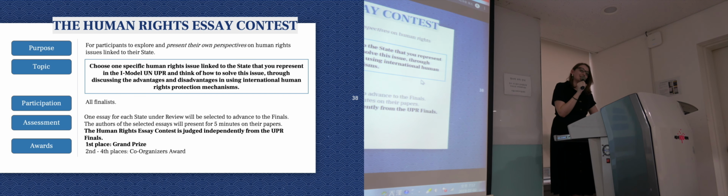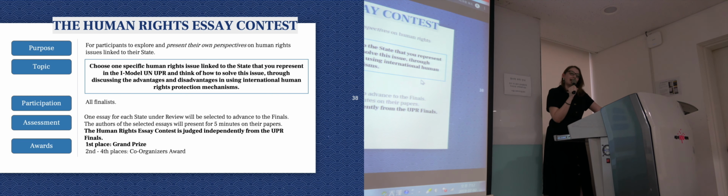So we ask that all finalists take part in this competition, and for each state under review, the best essay will be selected to advance to the finals. So on day 2 of the UPR finals, we'll have time for the authors of the selected essays to present on their papers for 5 minutes. And then after the jury has listened to all of the presentations, they will select a winner, and they will be assigned first prize and get the grand prize, whilst all of the others who made it through to the finals to present their papers will be given the co-organizers award.